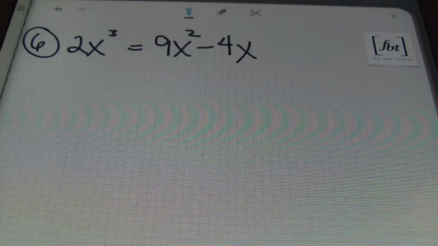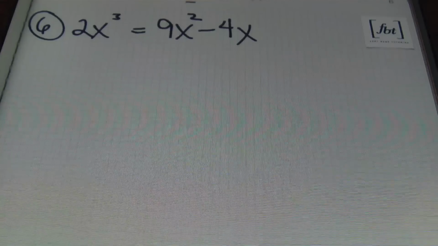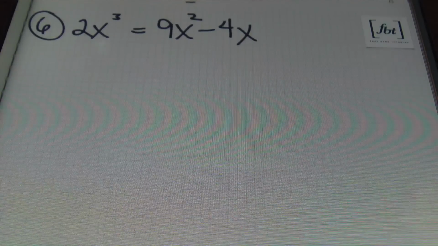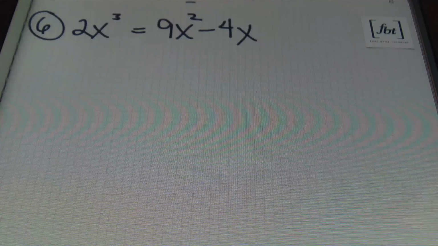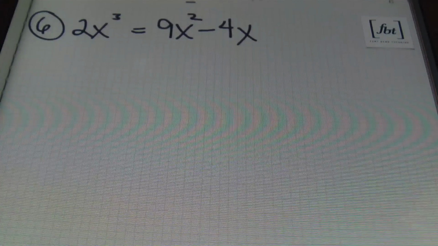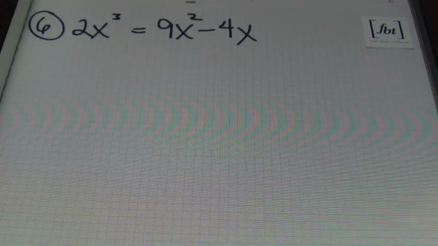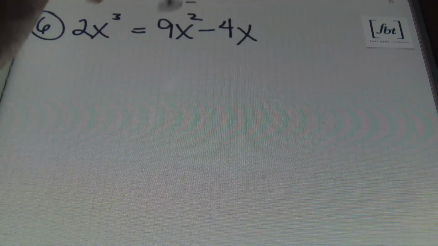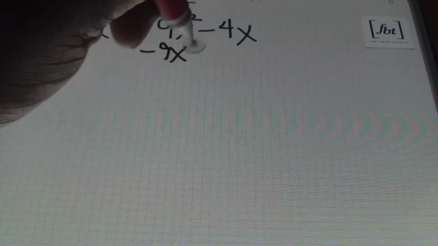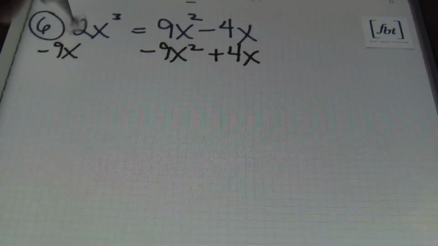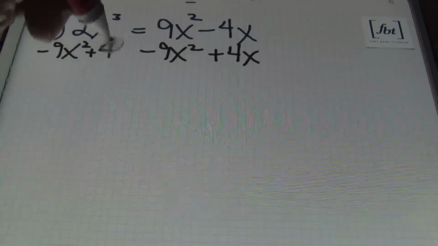Here, the equation is 2x cubed equals 9x squared minus 4x. Notice that all three terms have an x in common, but you will not be dividing away an x. Remember that by dividing away a variable, you're eliminating a solution, and you do not want to do that. However, I do want to have this set equal to 0 first. So I'm going to subtract 9x squared and add 4x to both sides of the equal sign.